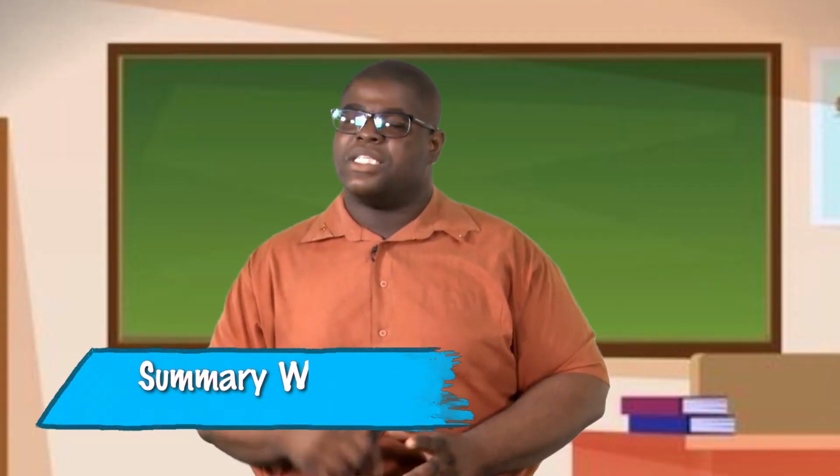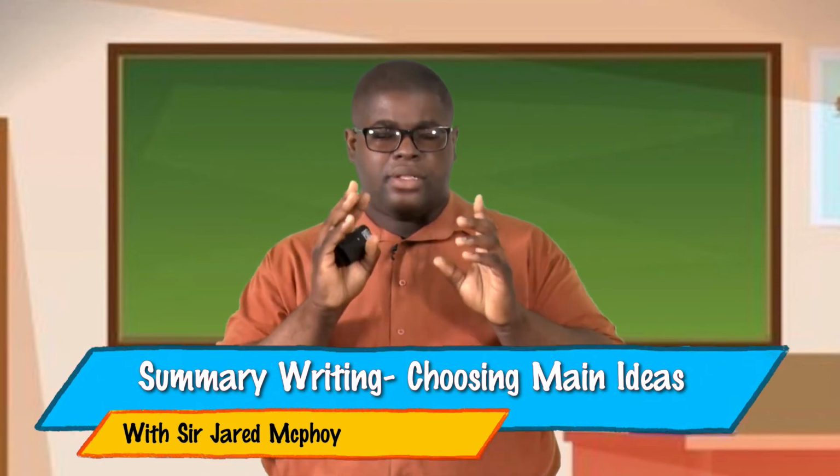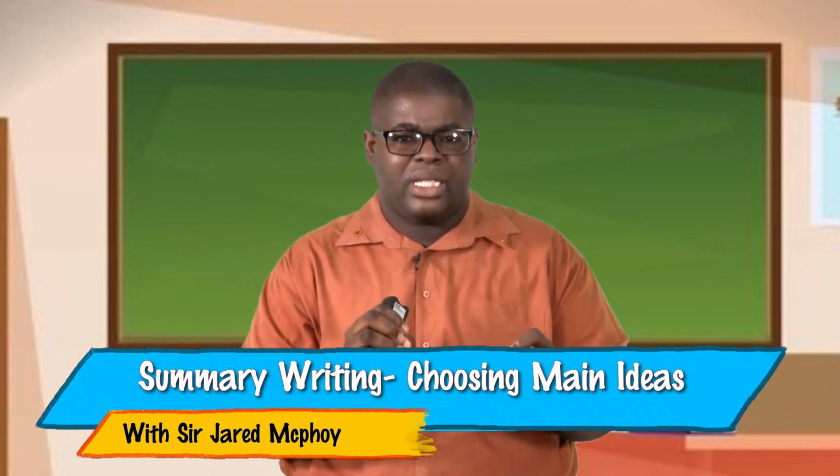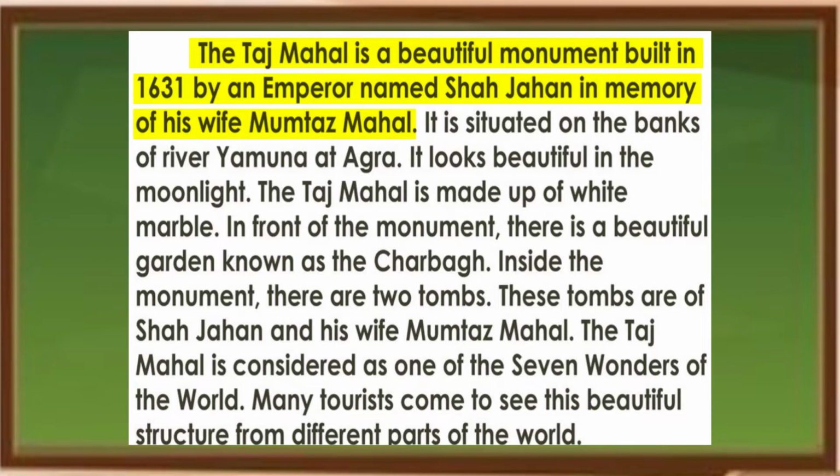Now let's go through this passage once again, because the first time we just read it to know what it's about. But let's go again, and this time I want you to be intentional about your reading. I want you to be as specific as possible, as detailed as possible. Let's go. The Taj Mahal is a beautiful monument built in 1631 by an emperor named Shah Jahan in memory of his wife, Mumtaz Mahal.